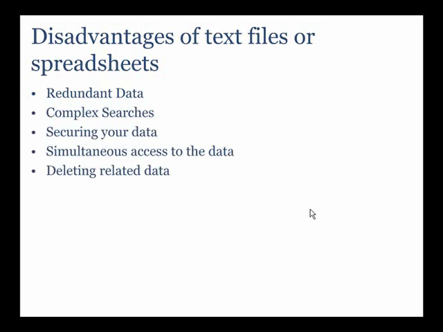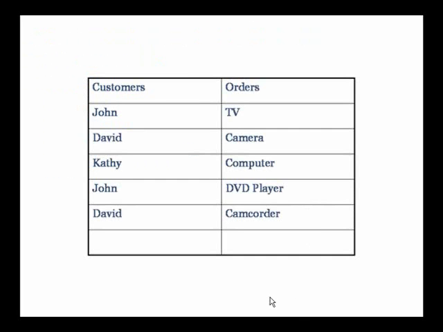Let's go further and let me show you a diagram. Think of this table as an Excel sheet with 6 different rows and a header. If you look at the diagram here, John is our customer who came into our store and bought a television, and David came in and bought a camera.